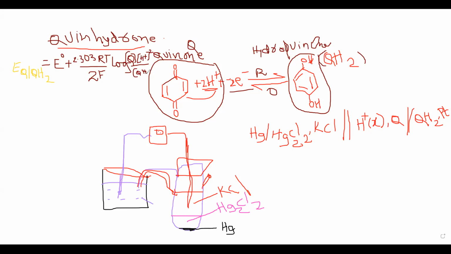QH2, that is hydroquinone we are dealing with. That is about this one, and it is simplified further. We had seen we are taking quinhydrone. What is the specialty of quinhydrone? Q and QH2 are in the ratio of 1:1. It is E0 plus, we are expanding.